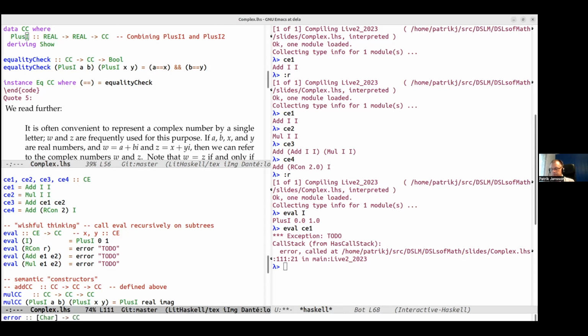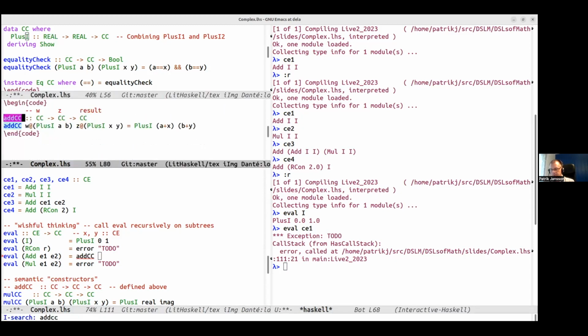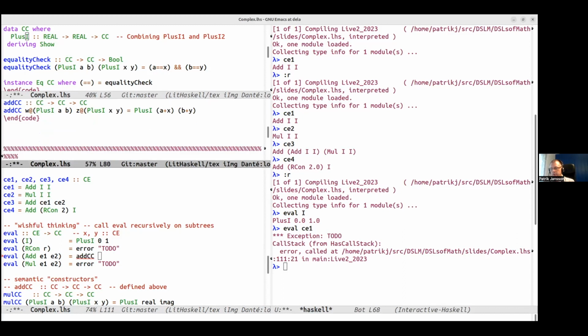Let's move to addition. And here is where I would like to use wishful thinking. So it's a design pattern for writing recursive functions. So assume that we've already solved the problem of adding complex numbers. And we call that function addCC, because we've already implemented addCC. So we have a function that would take 2 CC values, so values of type CC.